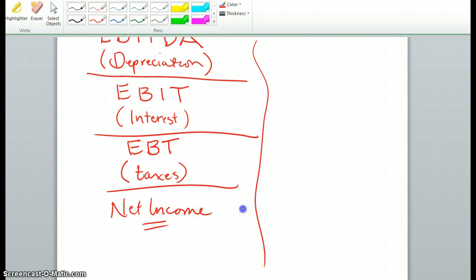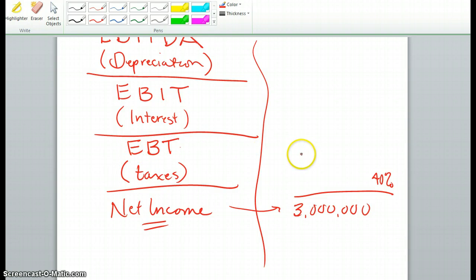We know that the net income that they reported was $3 million. We also know that they are in the 40% tax bracket. And so if I want to get earnings before taxes, I need to know what number divided by 60% would equal 3,000. Let me get my calculator. I should have had that handy.